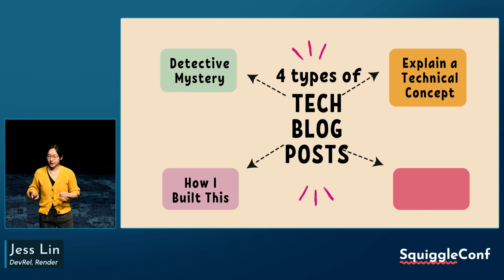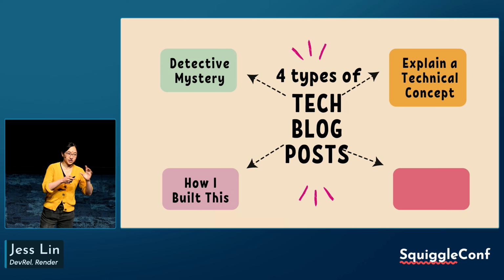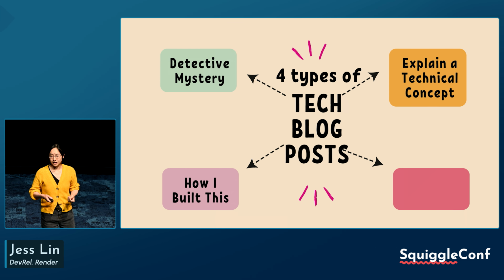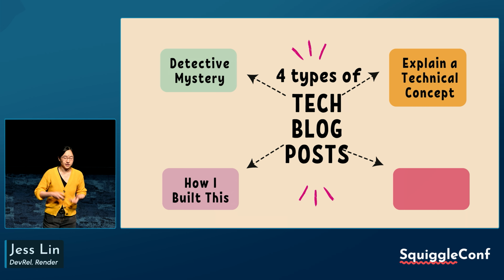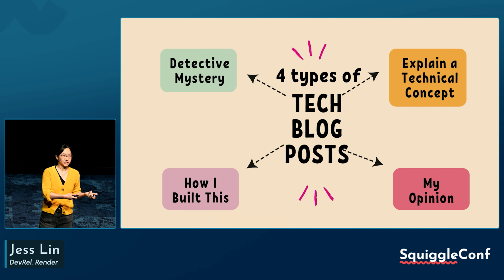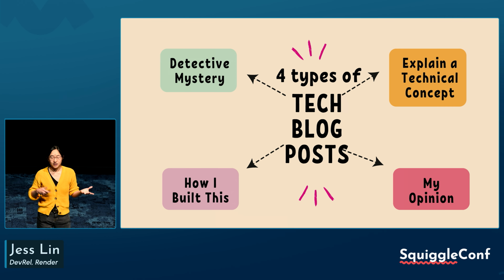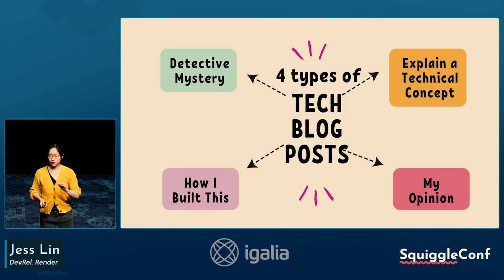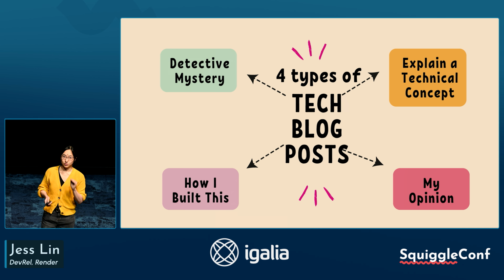Third, there is explain a technical concept. So this is just a very straightforward, hey, this is how B trees work. Or it could be, here's a common problem and the solution. And finally, there's my opinion. That could be, here's my prediction about the future. It could be, here is a comparison of framework A and framework B. It could also be something like, here's a best practice. So now that you know these 4 types of tech blog posts, you're ready to apply it.